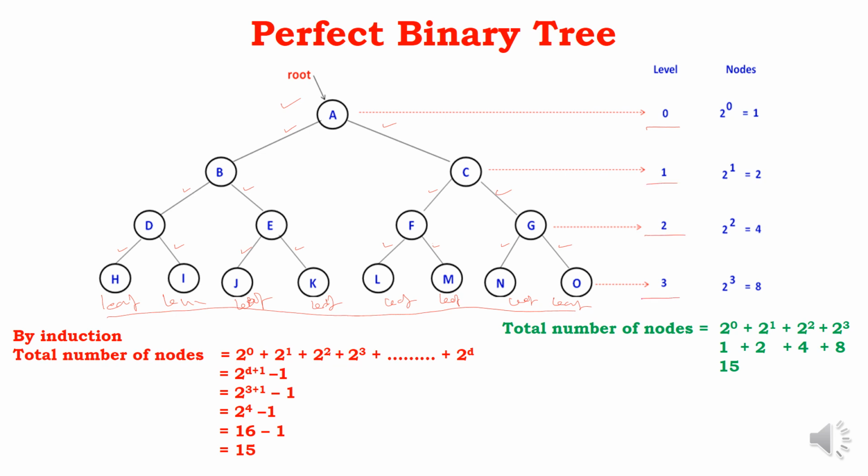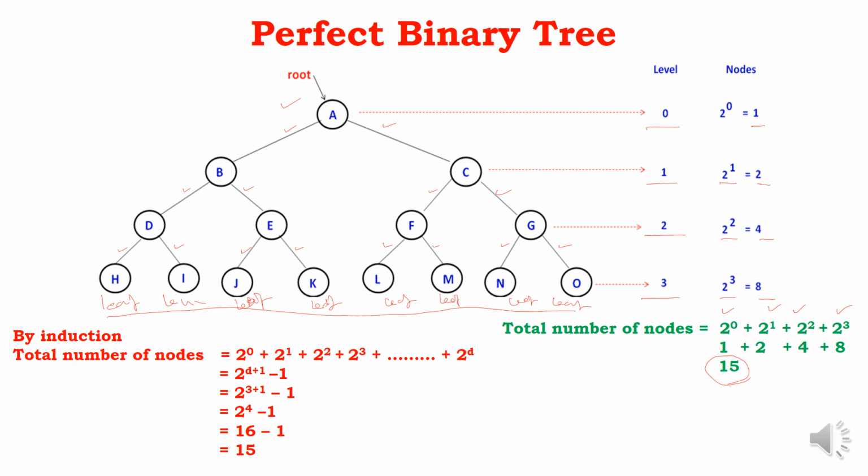At every level in a perfect binary tree, there are 2 to the power L number of nodes. So level 0, 2 to the power 0, 1 node. At level 1, 2 to the power 1 number of nodes, 2. At level 2, 2 to the power 2 number of nodes, 4. At level 3, 2 to the power 3 number of nodes, 8. The total number of nodes will be 2 to the power 0 plus 2 to the power 1 plus 2 to the power 2 plus 2 to the power 3. It is 15.